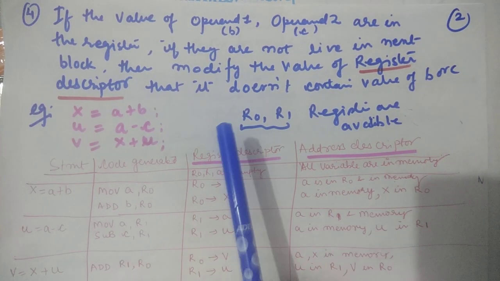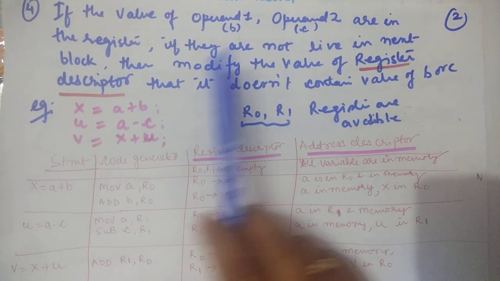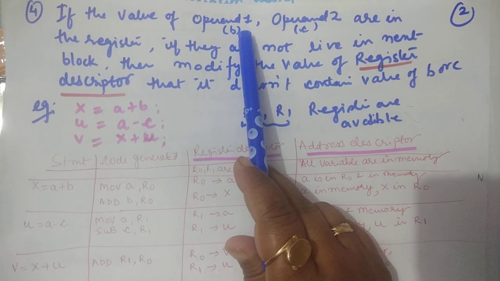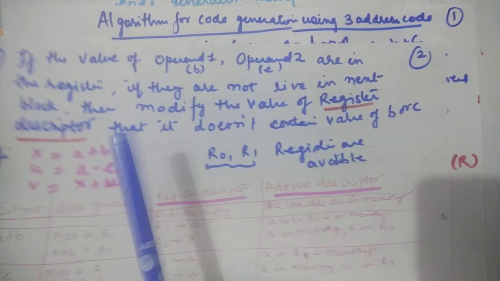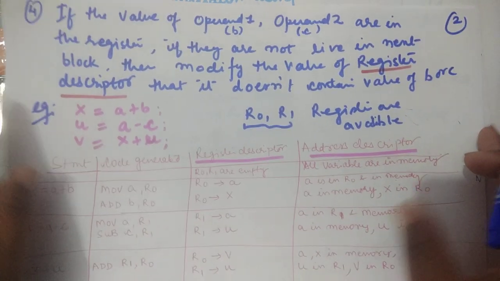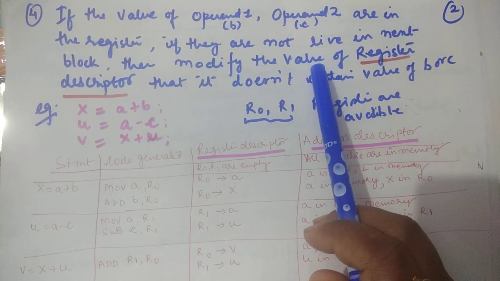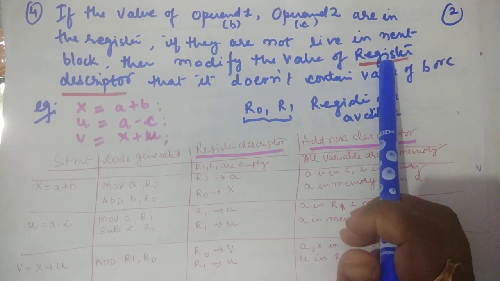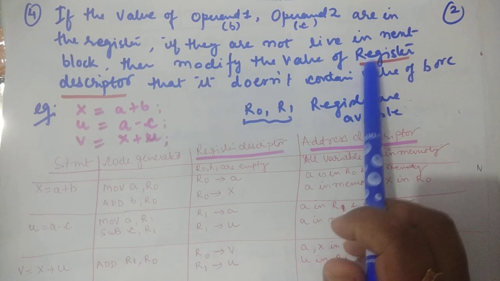Then the fourth one is: if the values of operand 1 and operand 2 are in the register, fine. Now operand 1 and operand 2 are here. If they are present in the register, and if they are not going to be live in the next block, live in the next block means you are not using that thing in your next block, then we can simply modify the register descriptor.